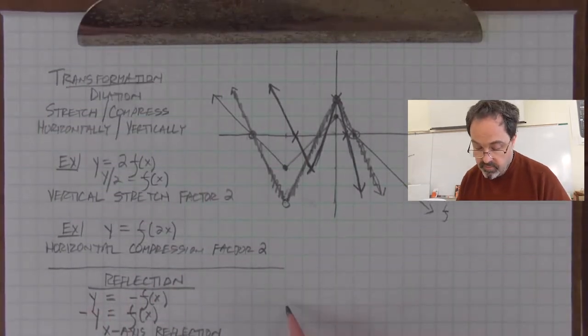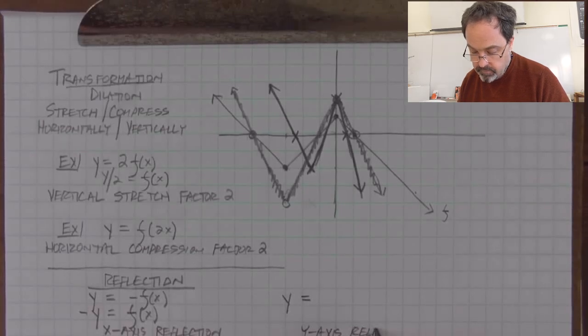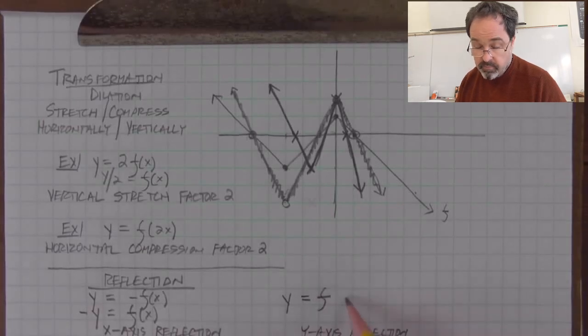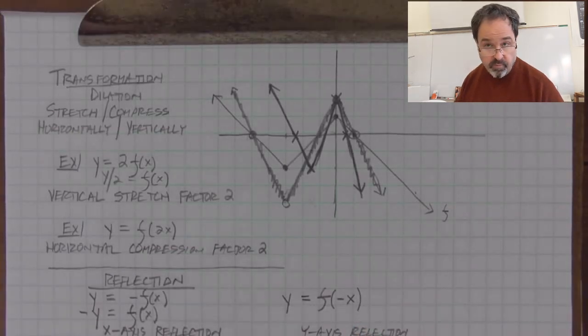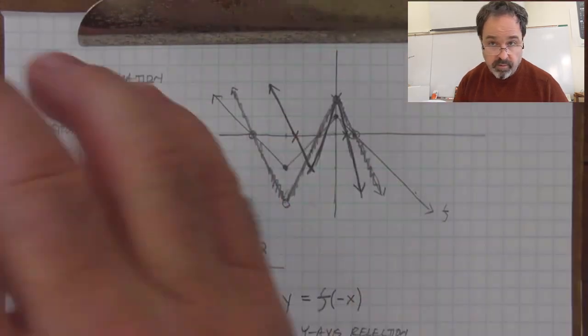The other easy reflection to make is a y-axis reflection. We do that by making a variable negative. Which variable do we make negative to do a y-axis reflection? X. And it would look like this. Y is equal to f of negative x, takes the original function and reflects it over the y-axis. What was on the left is now on the right. What was on the right is now left.